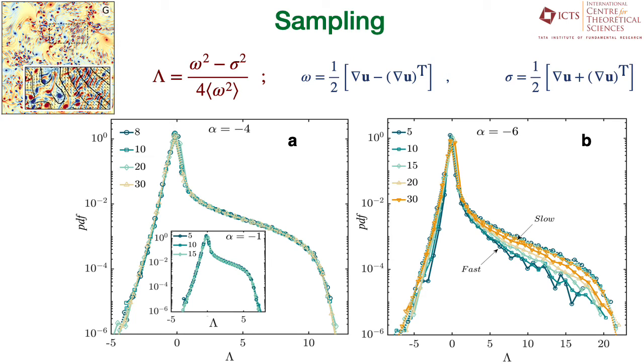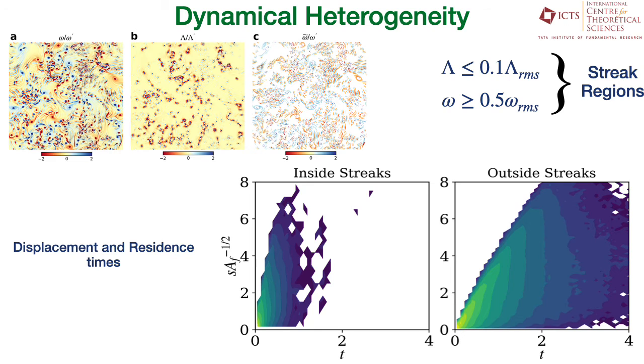also remember that the streak regions were marked by patches of vorticity. So this leads us to define a criterion where we can identify these streak regions. This identification is done by limiting lambda to smaller values while keeping omega large. And with this sort of a criterion, we show a plot of the vorticity fields.